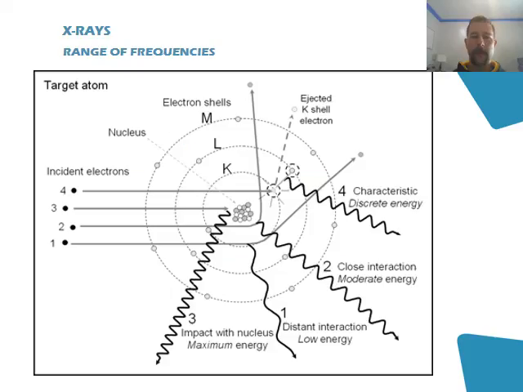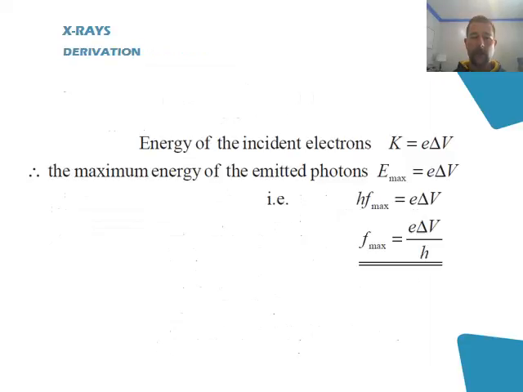We can have a look at another case. This diagram has a little bit more detail. We've got 4 electrons denoted by 1, 2, 3, 4 on the left, and they're passing within range of a nucleus. And you can see when they pass closer or further away from it, the energy of the X-ray that's produced varies. Let's have a look at a derivation now that we can use to calculate the maximum frequency of the photons that are produced.